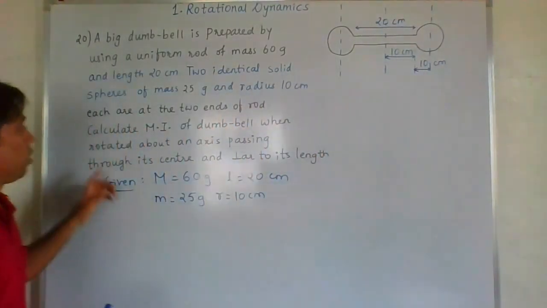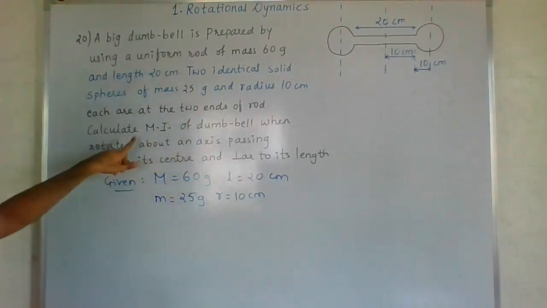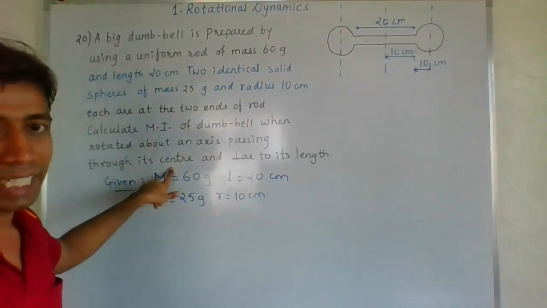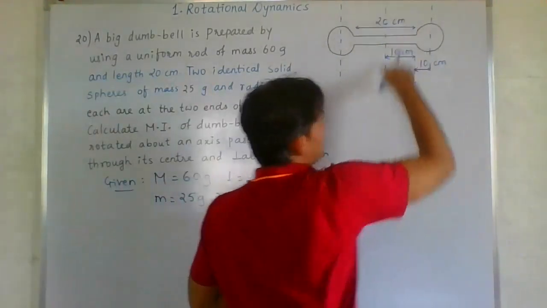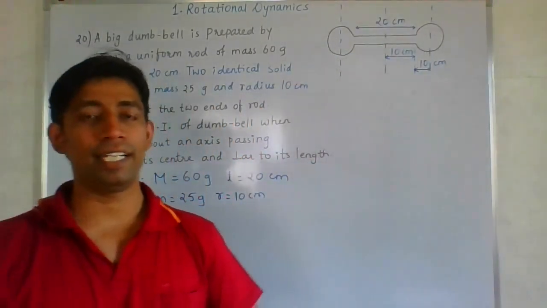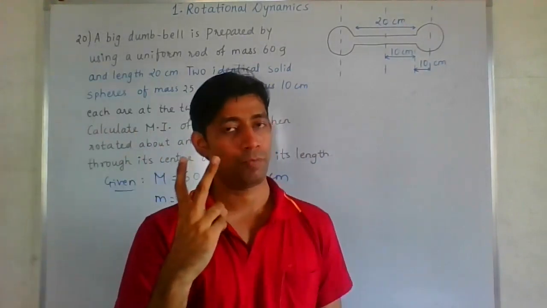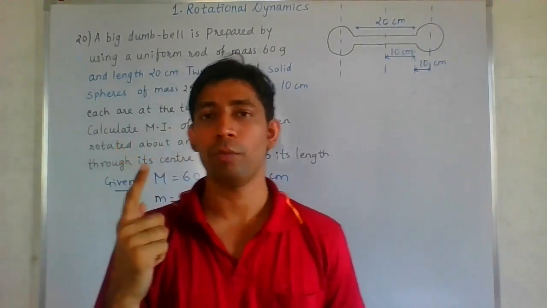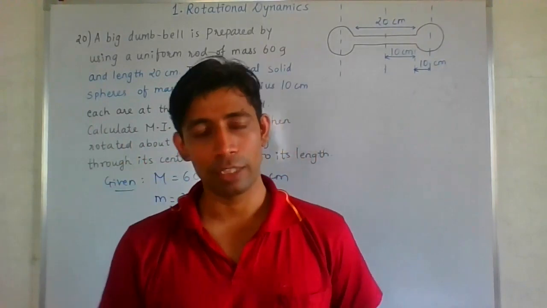Next part, what they have asked: find the moment of inertia of the whole dumbbell about an axis which is passing through its center and perpendicular to its length. So about this axis, you have to find the moment of inertia. So in this case, if you observe, there are two shapes. First is a rod, so the rod formula will have to be used, and the second one is a sphere. The sphere formula will have to be used.